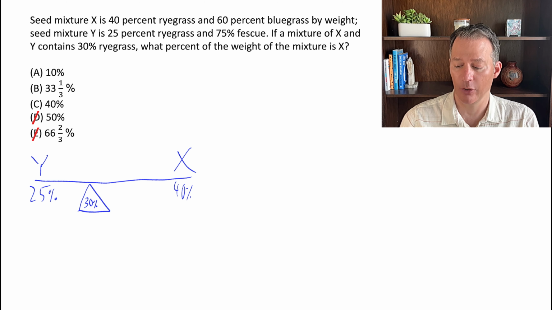The distance from 30 to 40 is 10, and the distance from 25 to 30 is 5. So the distances are in the ratio of 10 to 5, which simplifies to 2 to 1. And in a weighted average, those distances correspond to the quantities in the opposite direction. So since the mixture is farther from 40, there must be less of X. And since it is closer to 25, there must be more of Y. So the quantities are 1 part X to 2 parts Y. That means the whole is 3 parts total, and X is one of those 3 parts. So X is 1/3 of the combined mixture, which is 33 1/3%. The answer is B.